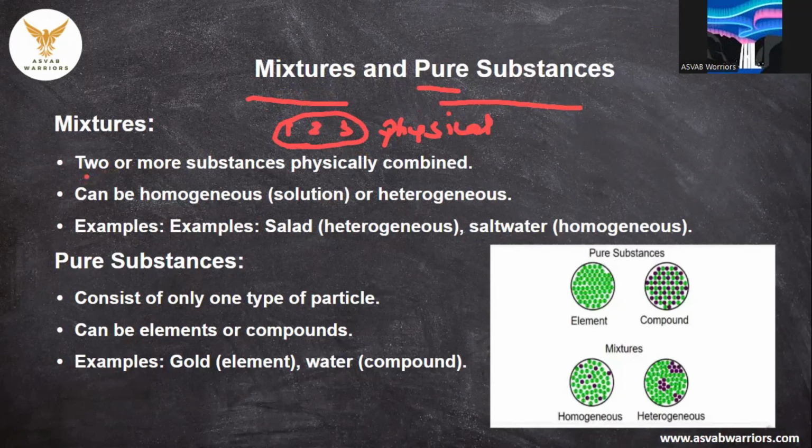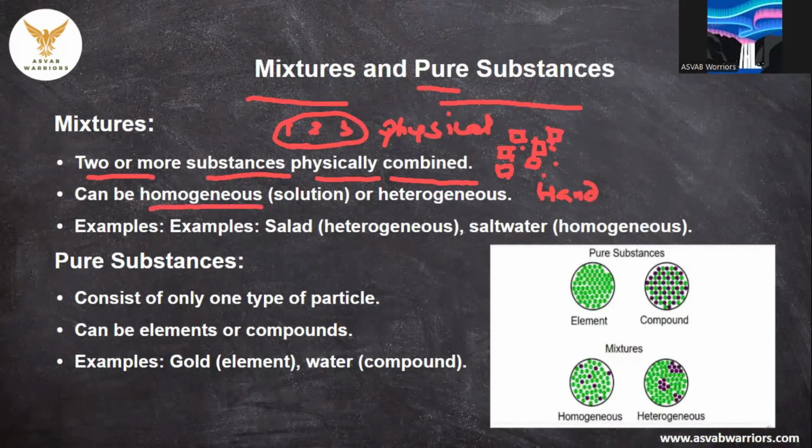So mixtures are two or more substances physically combined. When we are saying physically combined, it means if this is substance 1 and this is substance 2, if I mix them by using an agitator or even by hand, then what I get is a mixture of these two substances, where a few particles are of the dot kind of substance and a few particles are of the square kind of substance. It can be a homogeneous mixture or a heterogeneous mixture.